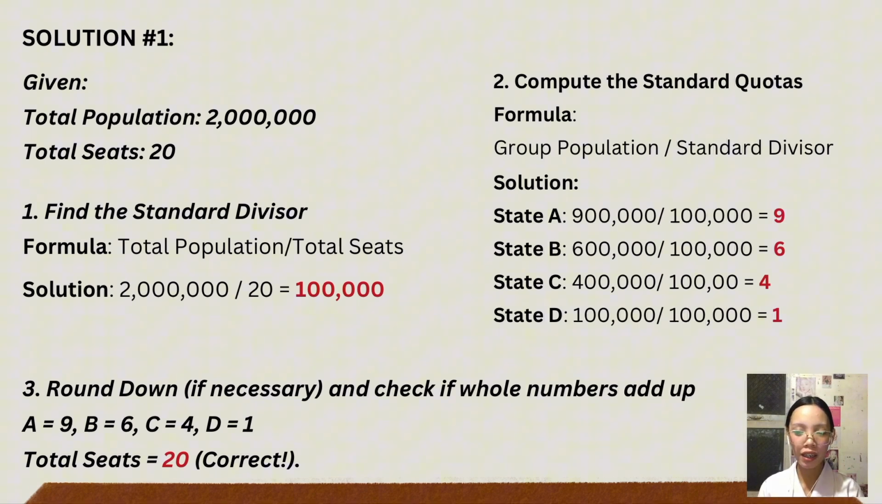After getting all of the standard quotas, we will then round down if necessary. But since our answers are all whole numbers, we will just add all of these. So 9 plus 6, 15, plus 4, 19, and plus 1, 20. You will then check if the total number of seats in the given problem matches the total number of seats based on your calculation. Since your answer is 20, and the given total number of seats is 20, our answer is correct.